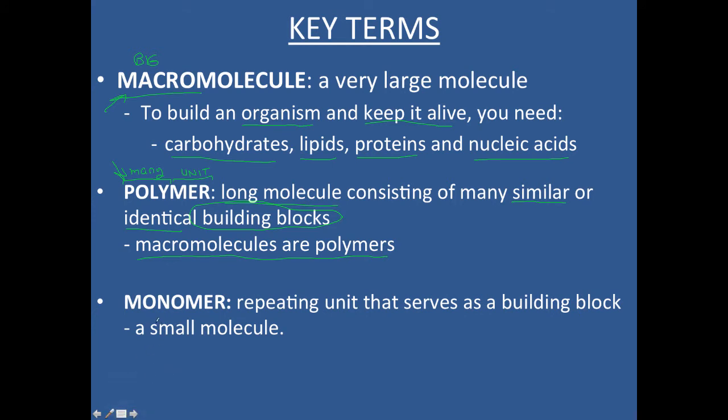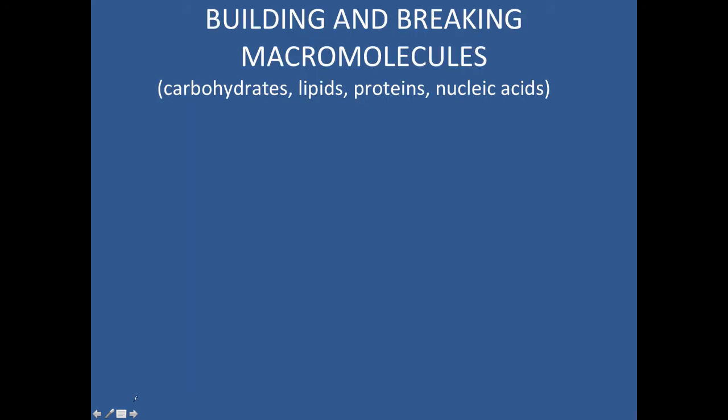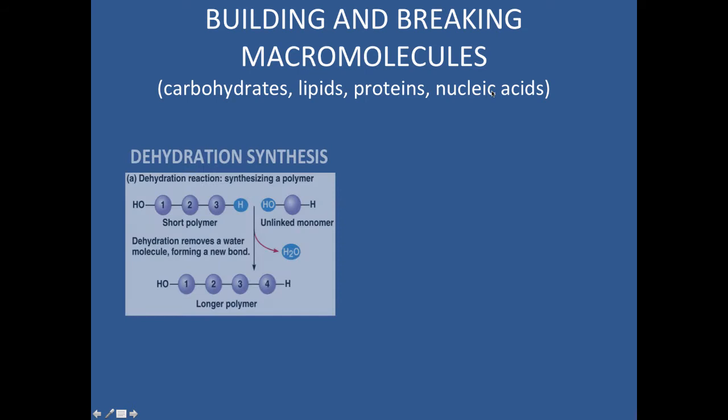And that leads us to our next key word, monomer. The monomers are the building blocks to build the big stuff. The definition is that it's a repeating unit that serves as a building block. Mono stands for one. So it's one unit. In other words, it's a small molecule. So the first two are big molecules. The last one is a small molecule. So now let's get into how we break them and how we build them. And I'm talking about carbohydrates, lipids, proteins, and nucleic acids.